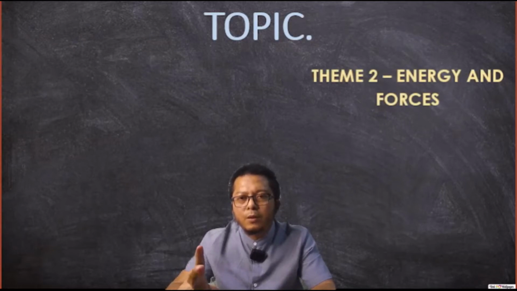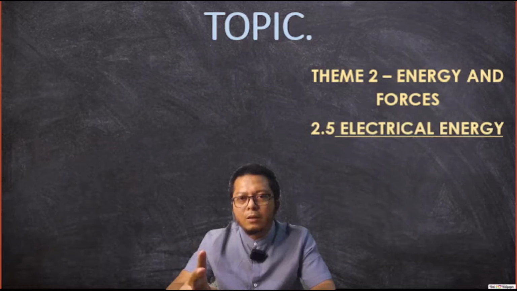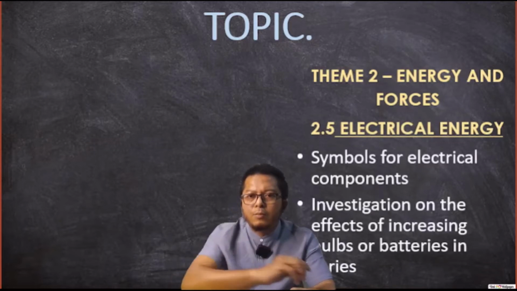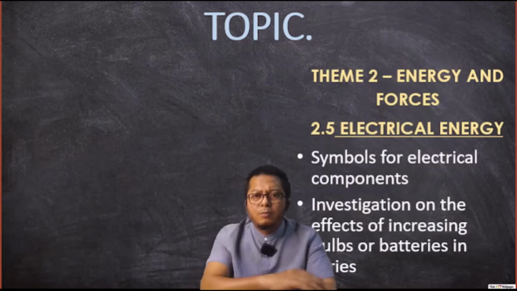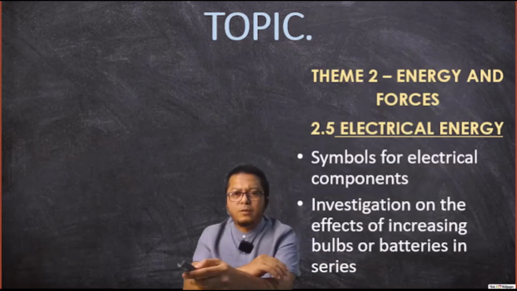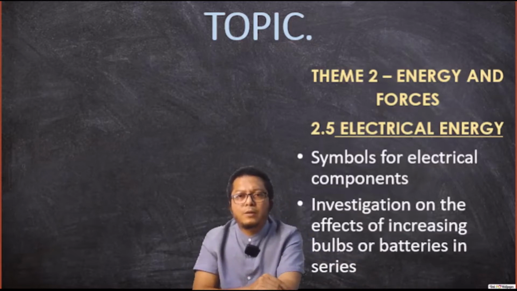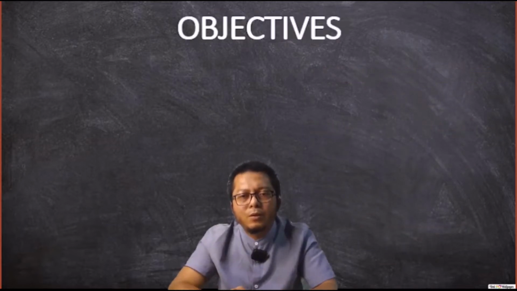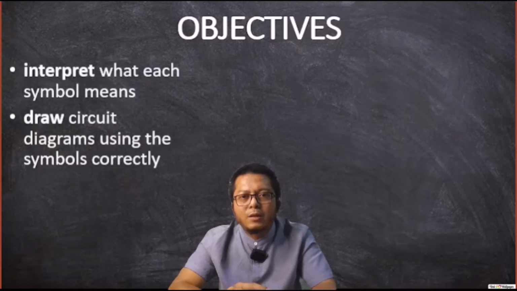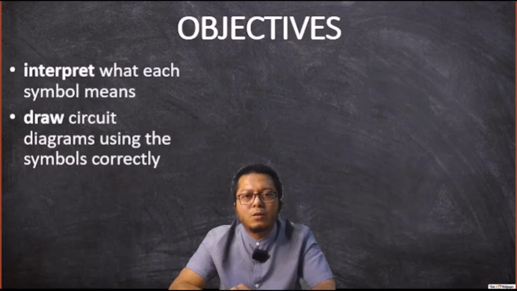Okay, now moving on to a new subtopic. It's the same topic as last time, that is electrical energy, and the subtopic for this week would be symbols for electrical components, and then investigation on the effects of increasing bulbs or batteries in series. What we need to do this week is interpret what each symbol means. Later we'll expand that and draw circuit diagrams using the symbols correctly.